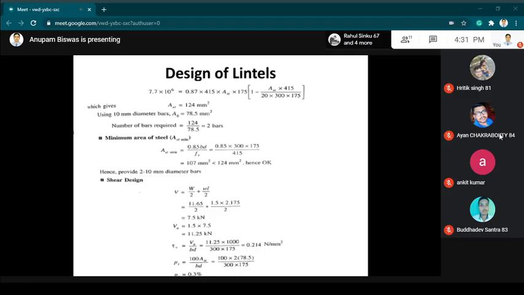Next is the minimum area of steel. The minimum area of steel is 0.85 bd by Fy. So here we have seen that it is coming within limits. The obtained value is more than 107 mm square. So it is okay, the design is okay. So we can provide this 10 mm bar, 2 numbers.